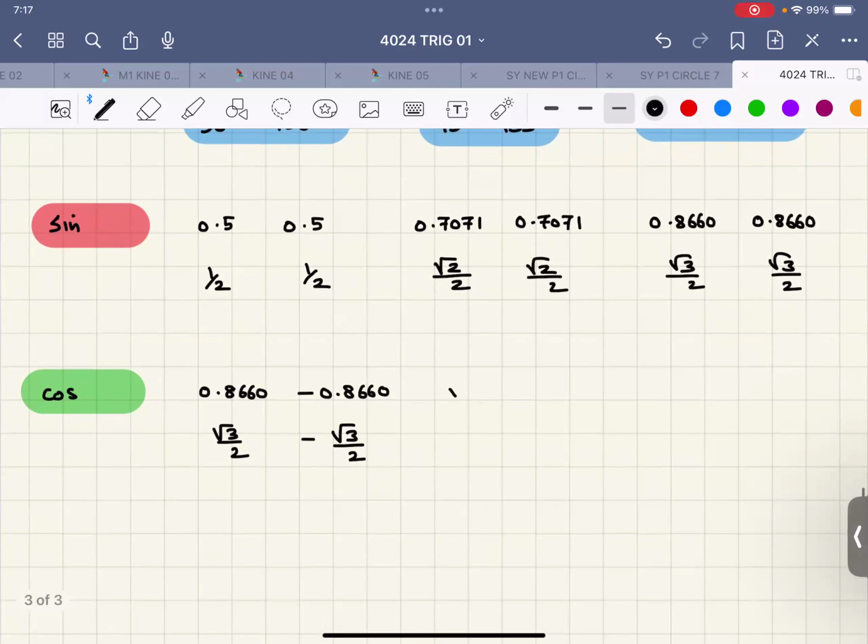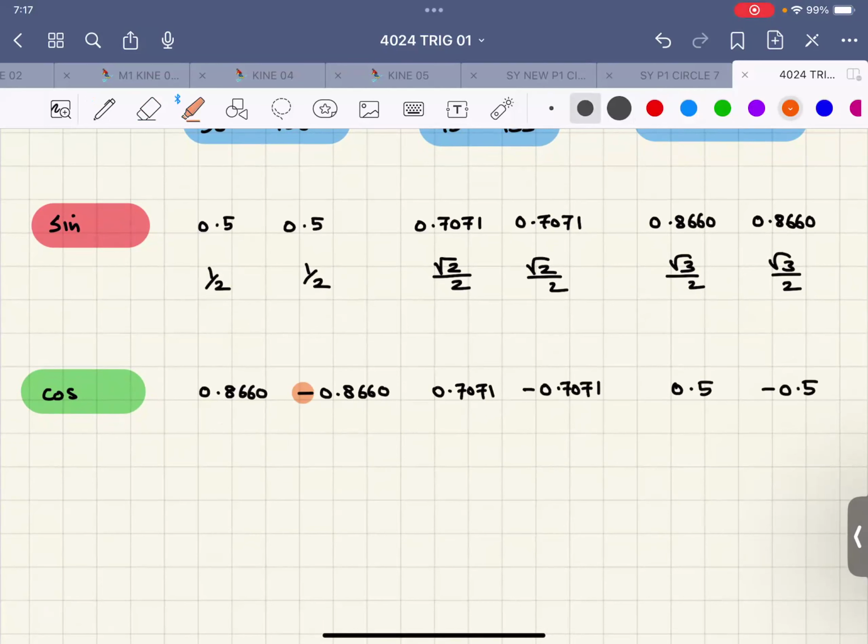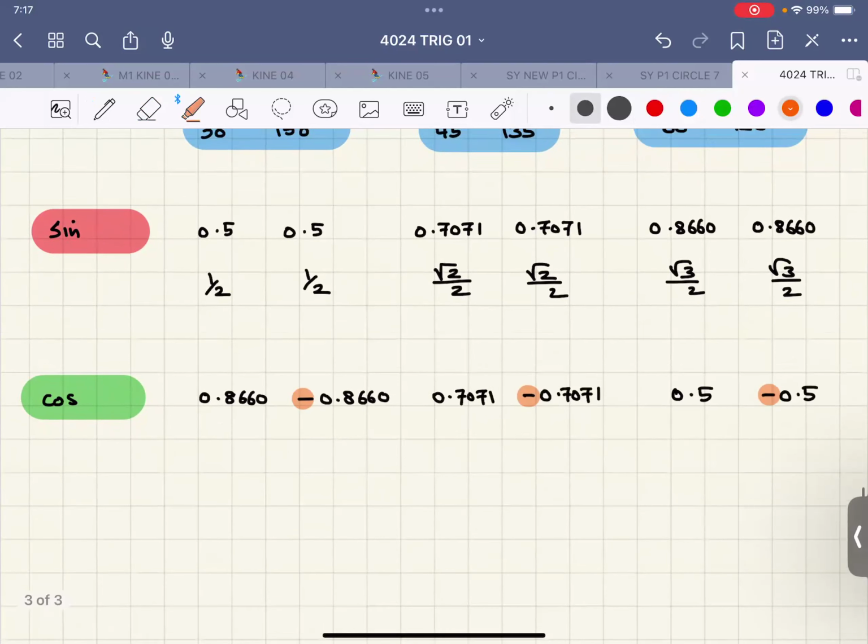What about 45? This is root 2 over 2. This is negative root 2 over 2. And let me just remove these values because that's already given at the top. So this is 0.7071 and negative 0.7071. And this is 0.5 and this is negative 0.5. What do you observe? You observe a negative sign over here, and over here.